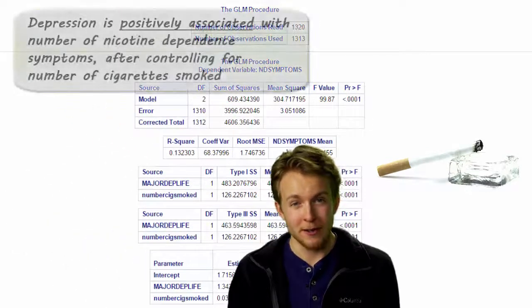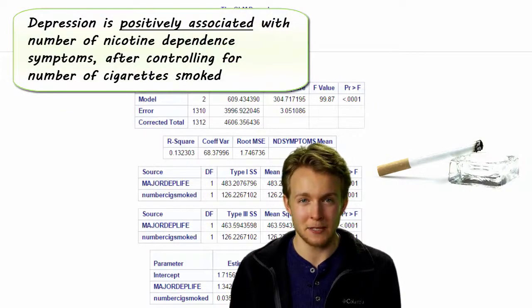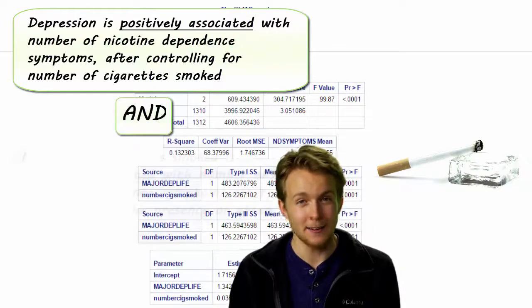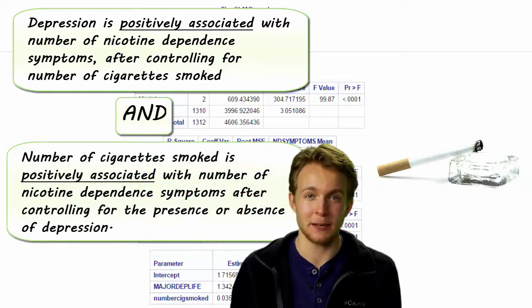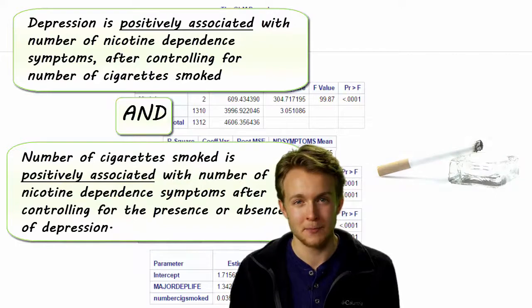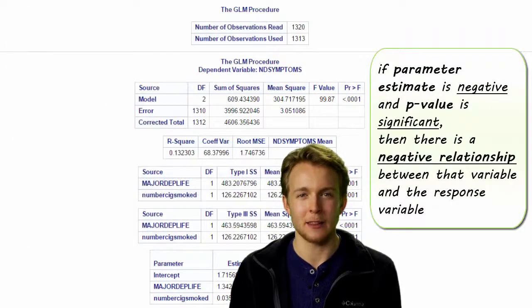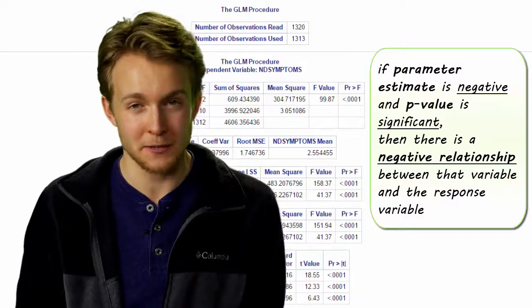In other words, depression is positively associated with number of nicotine-dependent symptoms after controlling for number of cigarettes smoked, and number of cigarettes smoked is positively associated with number of nicotine-dependent symptoms after controlling for the presence or absence of depression. Note that if a parameter estimate is negative and the p-value is significant, it would mean that there was a negative relationship between that variable and the response variable.